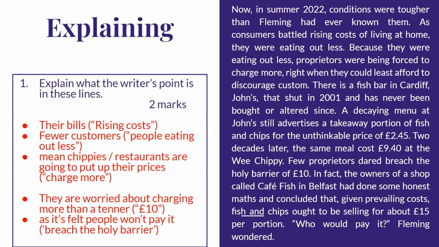What this means is that chip shops are aware that people will not pay more than £10 for fish and chips. It's considered too expensive. This idea of breaching the holy barrier is the amount of money at which they know no one would pay that for fish and chips. And they're worried about crossing this boundary of charging people more than they ever have before, and that would be another way of doing it.